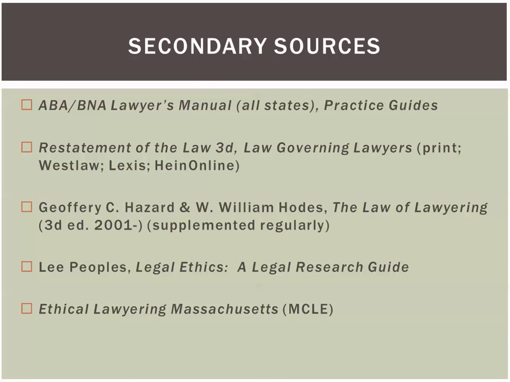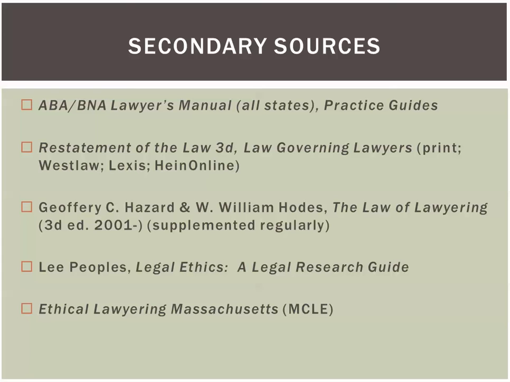So I want to talk a little bit more about secondary sources. I'm going to go out again to the ABA BNA Lawyers Manual from our list of law library databases and show you the practice guides because they are very, very helpful. Another very persuasive source is the Restatement of Law Governing Lawyers that's available in print, on Westlaw and Lexis, and on HeinOnline. There are other secondary sources including this treatise called The Law of Lawyering, which is a good one, pretty famous one. Lee Peoples has written a research guide, so it could be helpful if you're trying to do research in the area of legal ethics and you want to go outside the scope of this slideshow.